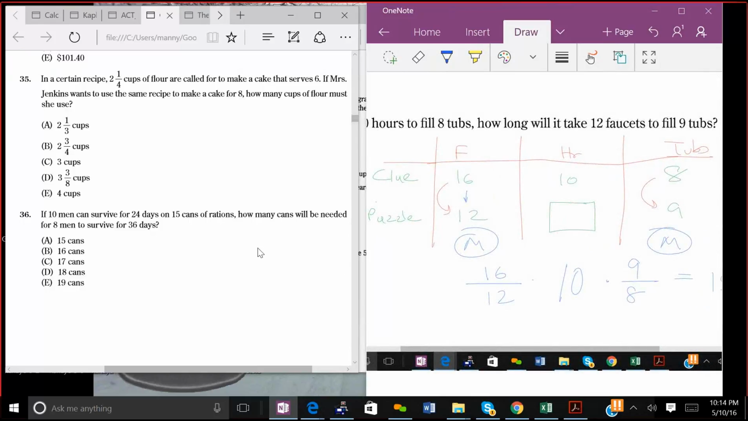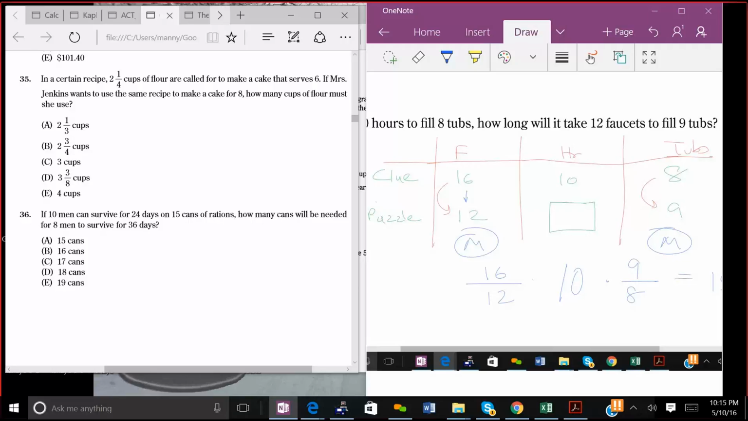Okay. 10 men can survive for 24 days on 15 cans of rations. How many cans will be needed for 8 men to survive for 36 days? So the ratio we're looking for is men, days, and rations. The first one is 10 men, 24 days, 15 cans. Next one is 8 men, 36 days, and we want to know how many rations.